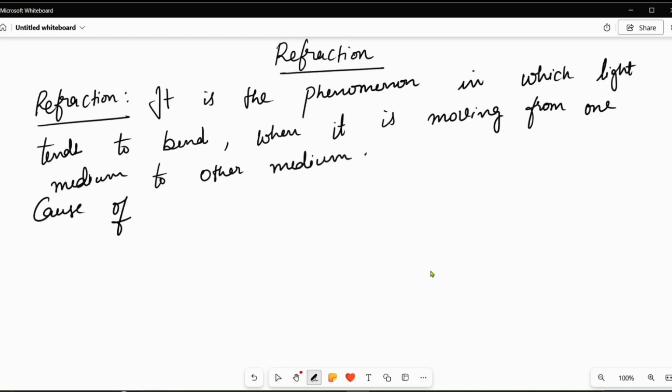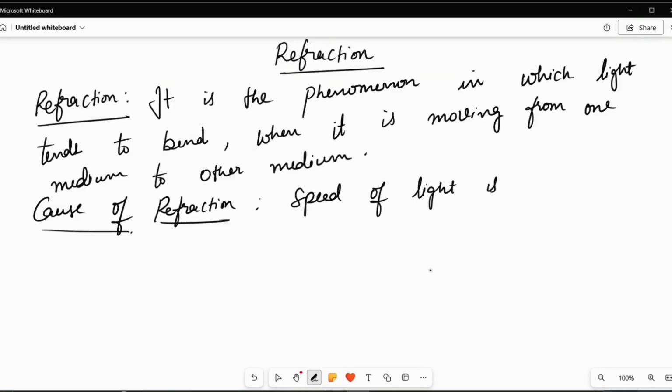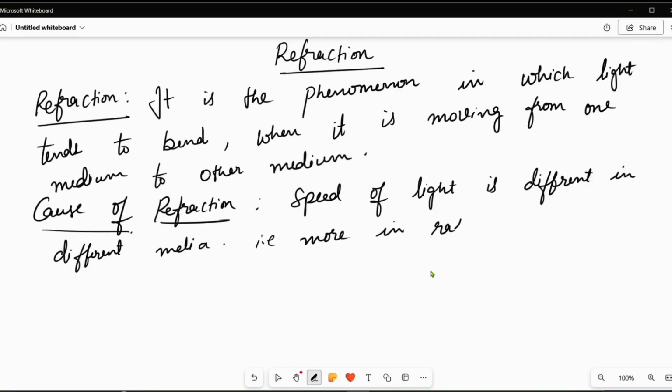Cause of refraction: the speed of light is different in different media. It is more in a rarer medium, and comparatively less in the denser medium.